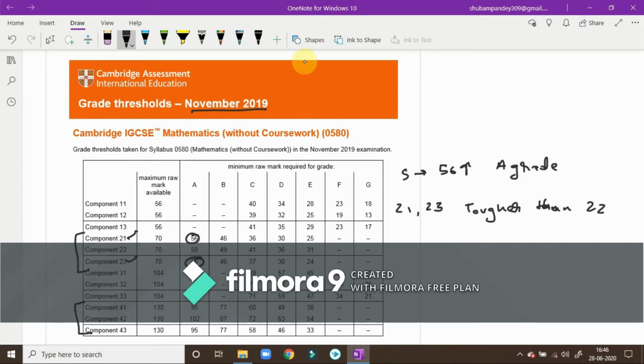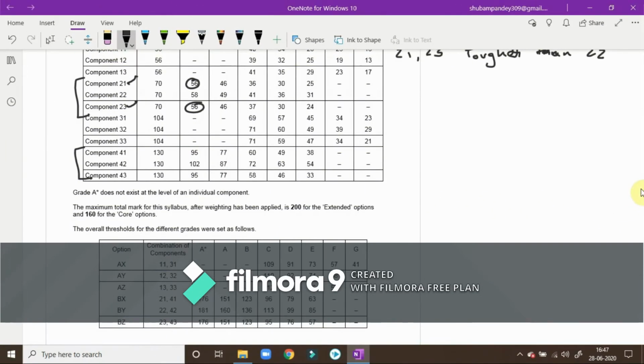Next, a similar thing is what we see with components 41 and 43. Again you need 95 marks out of 130 for an A grade, and for component 42 you need 102 marks. So the funda is, the fewer the marks that you have to score, the tougher the paper. So always check, if you want a tough paper, check for the paper which has the lowest marks for an A grade.